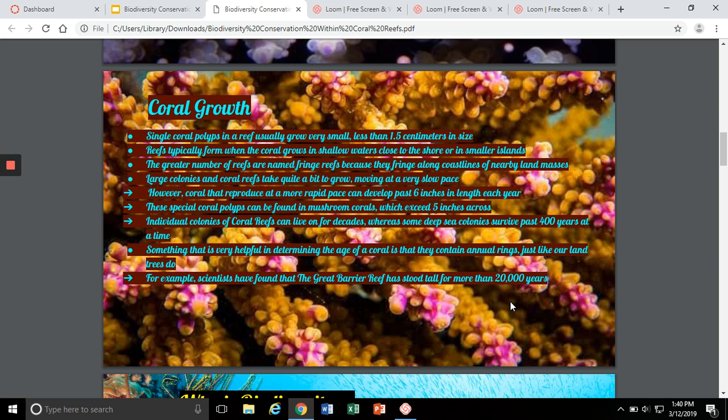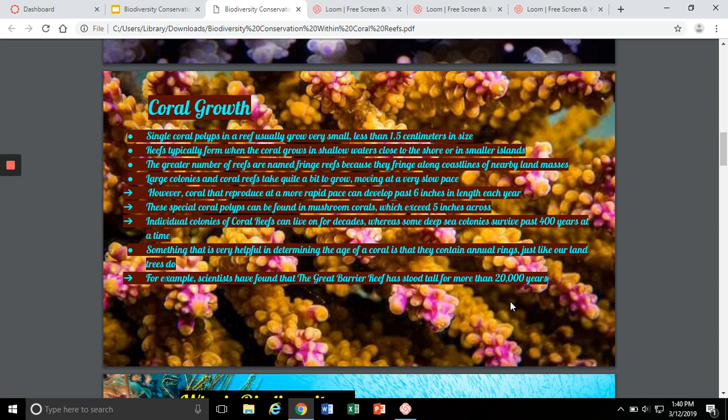For coral growth, a single coral polyp in a reef usually grows very small, less than 1.5 centimeters in size. Reefs typically form when the coral grows in shallow waters close to the shore or in smaller islands. The greater number of reefs are named fringe reefs because they fringe along coastlines of nearby land masses.